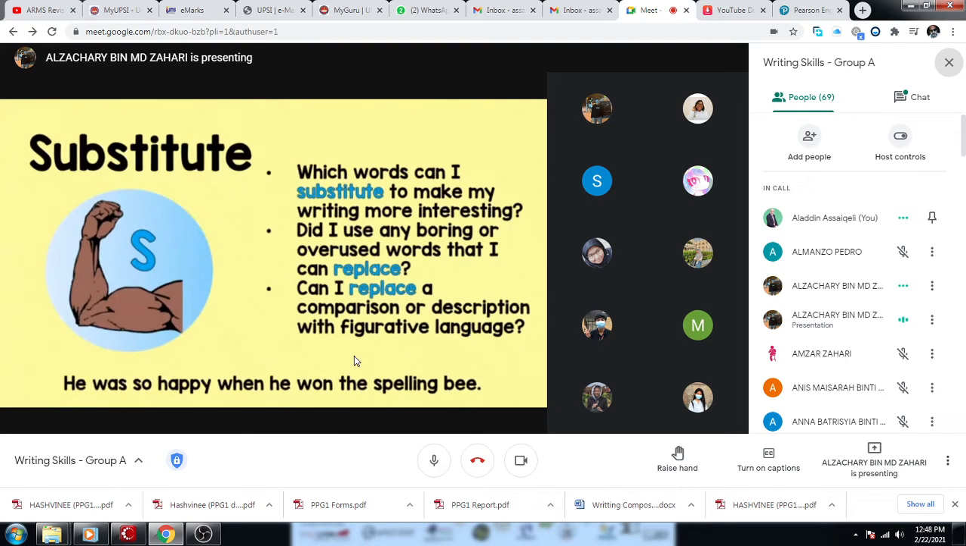In our example sentence, he was so happy when he won the spelling bee, we can substitute the overused words so happy with a more interesting adjective, elated. Now it reads, he was elated when he won the spelling bee.